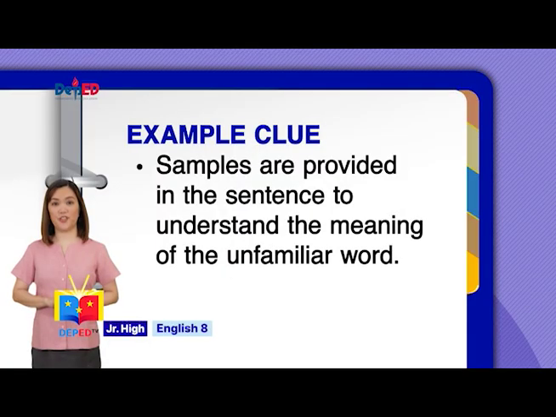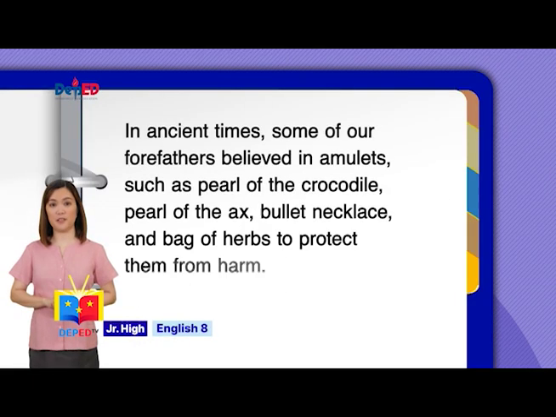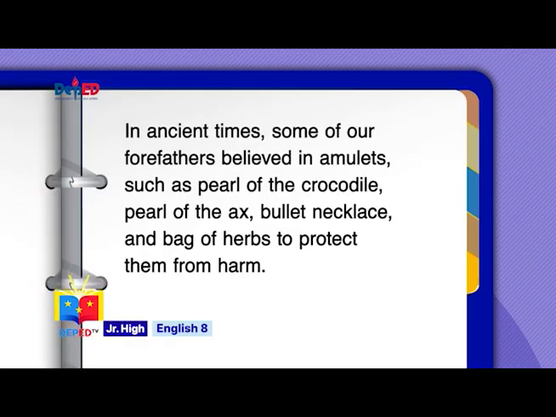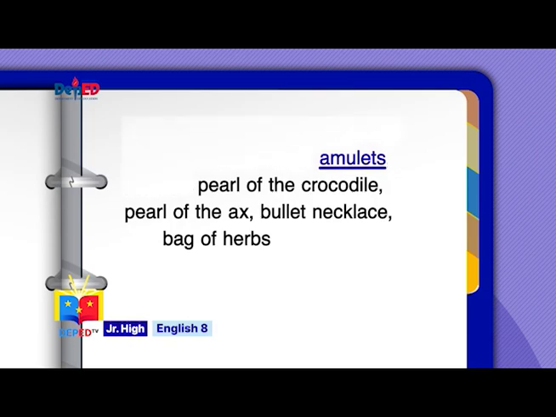Example clue. This occurs when samples are provided in the sentence to understand the meaning of the unfamiliar word. For example, in ancient times, some of our forefathers believed in amulets, such as pearl of the crocodile, pearl of the axe, bullet necklace, and bag of herbs to protect them from harm. The unfamiliar word in the sentence is amulet, and the examples given are pearl of the crocodile, pearl of the axe, bullet necklace, and bag of herbs.